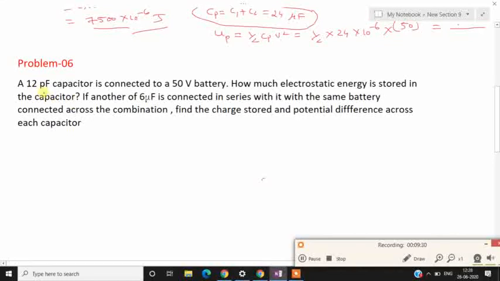A 12 pF capacitor is connected to a 50 volt battery. How much electrostatic energy is stored in the capacitor? If another 6 μF capacitor is connected in series with it, with the same battery connected across the combination, find the charge stored and potential difference across the capacitor. So just go through this problem, find out.